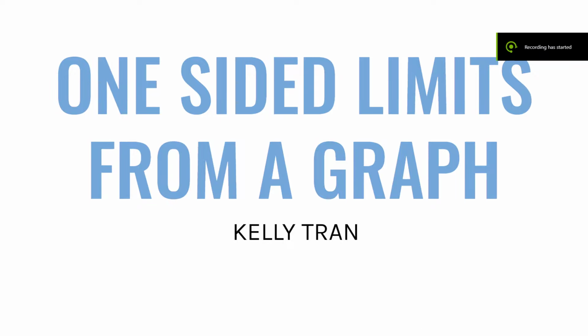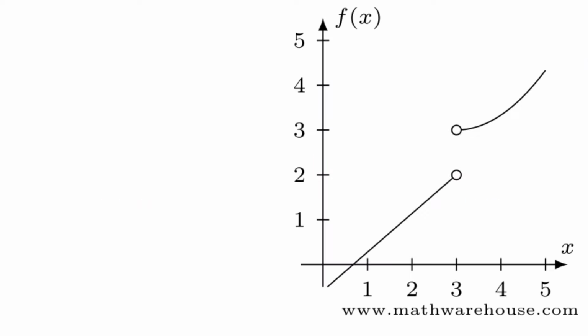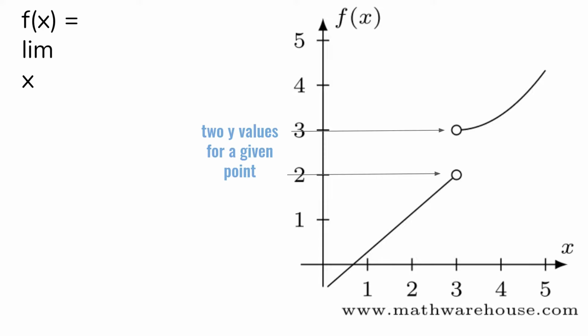So we will be talking about one-sided limits from a graph. We are trying to ultimately find out what f of x is approaching as the x values are approaching 3. But we can see that there are two different values that f of x is approaching when x is 3. So we have to use one-sided limits. Basically, with one-sided limits, we can approach the same value of x from two different sides.